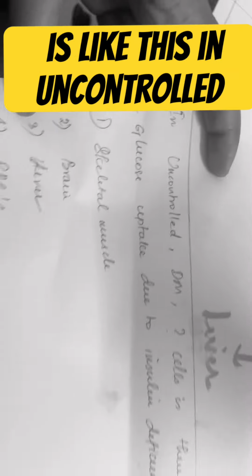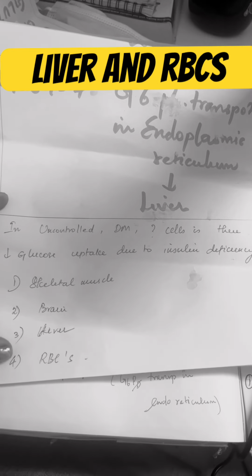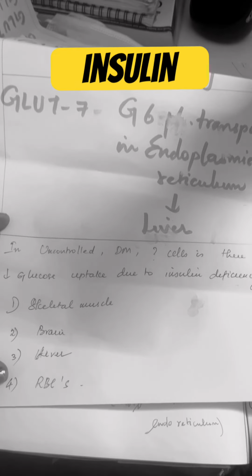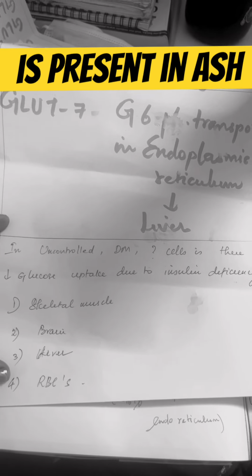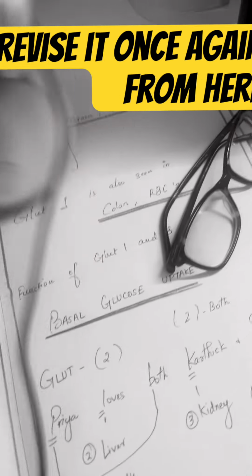So the question here is, I'll show you the question. In uncontrolled DM, in what cells is there decreased glucose uptake due to insulin deficiency? Skeletal muscle, brain, liver or RBCs. So the answer is skeletal muscle. Why? Because the insulin dependent GLUT is GLUT4, it is present in ASH, that is adipose tissue, skeletal muscle and H for heart. So we'll revise it once again from here with this note.